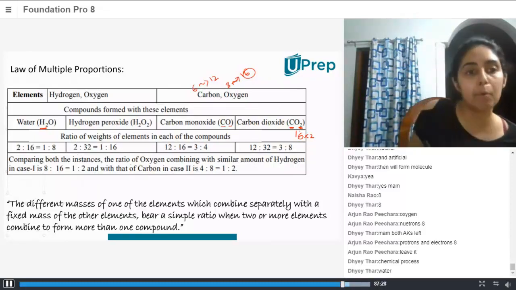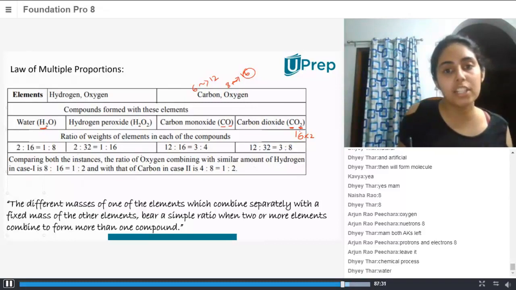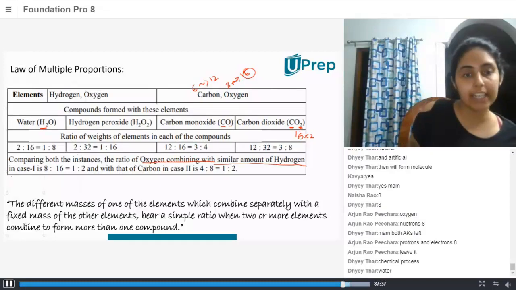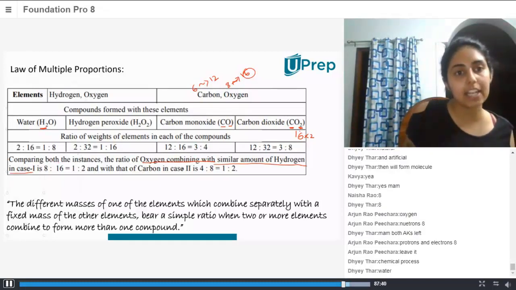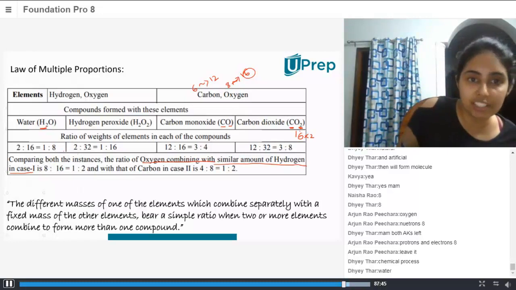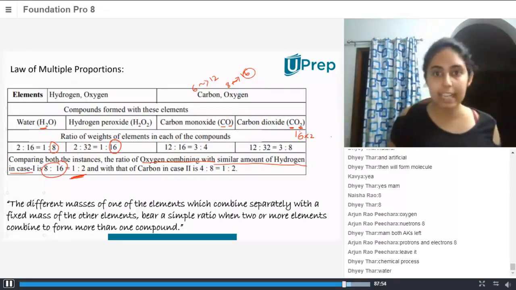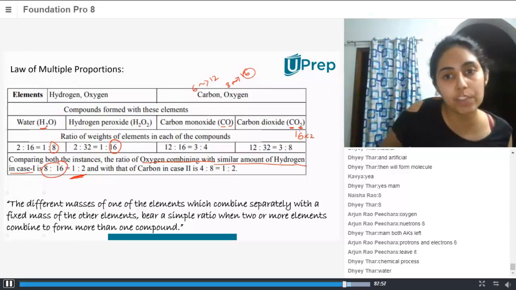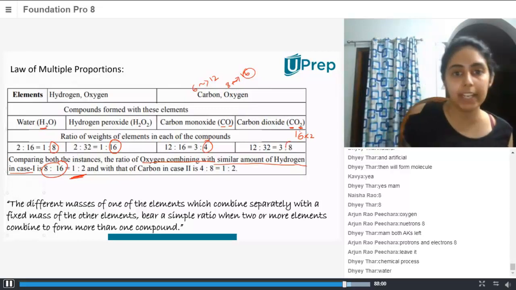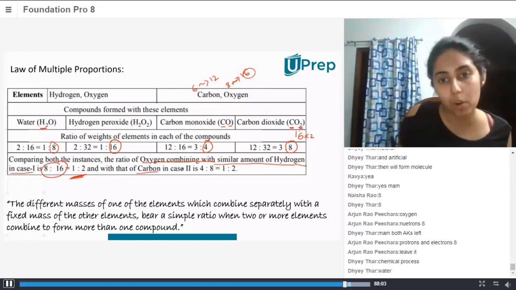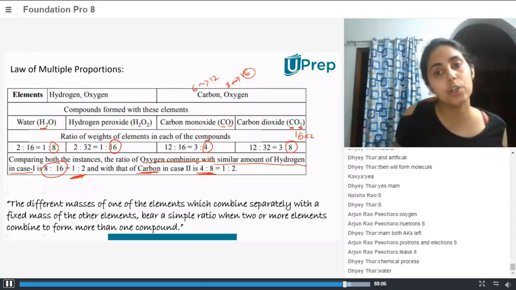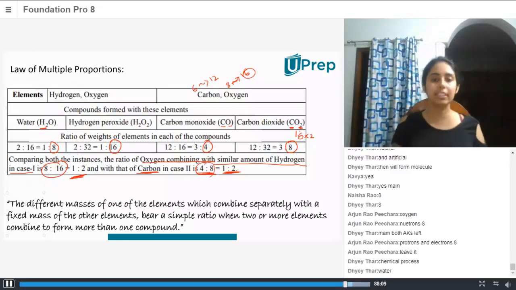So when we compare both these instances, the ratio of oxygen combining with a similar amount of hydrogen in case 1 is 8:16. So now I'm going to take the ratio of just the oxygens, which is 8:16, which is 1:2. Even in the right hand side, I'm only going to take the ratio of the oxygens, 4 and 8. So in case 2, in the case of carbon, when I take the ratio of this, I also end up getting 1:2. So what is happening here?